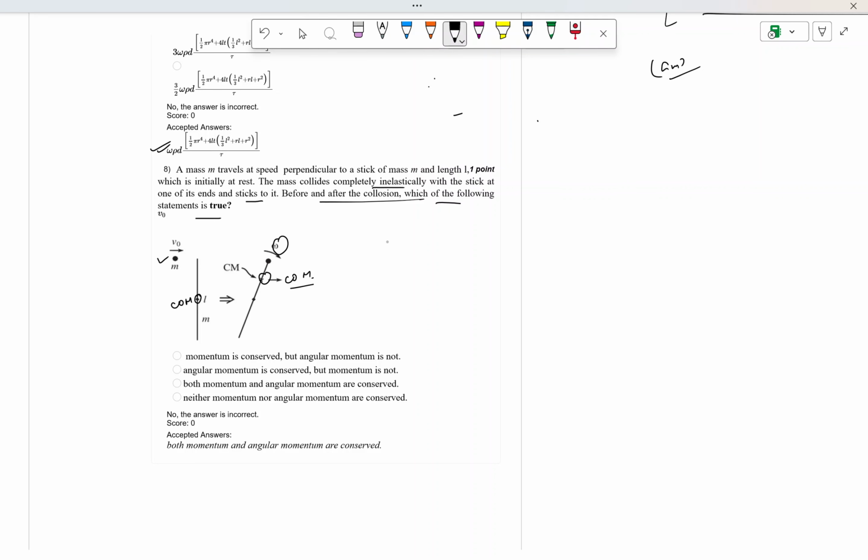Now because it is mentioned that it is a completely inelastic process, for an inelastic process you know that your angular momentum and momentum both will be conserved.